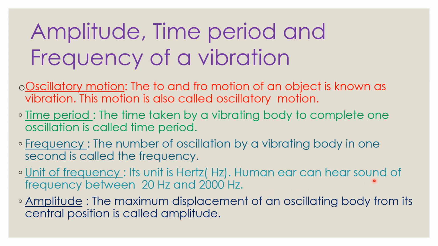The human ear can hear sounds of frequency between 20 hertz and 2000 hertz. Dogs can hear sound of frequency more than 2000 hertz. Amplitude: the maximum displacement of an oscillating body from its central position is called amplitude.